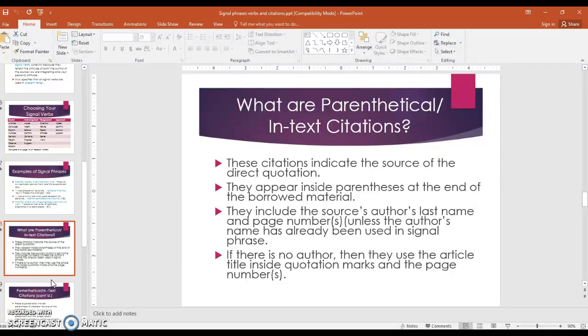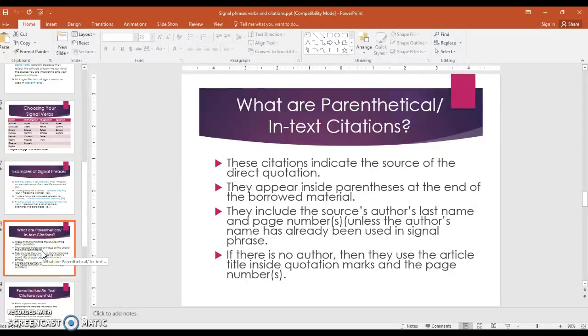All right, so let's switch gears a little bit. Now we're going to get into more detail about parenthetical citations. These are also called in-text citations, so you can use either term that you want. They mean the exact same thing. These citations indicate the source of the direct quotation or the paraphrase or the summary. They basically point the reader to where the information came from.